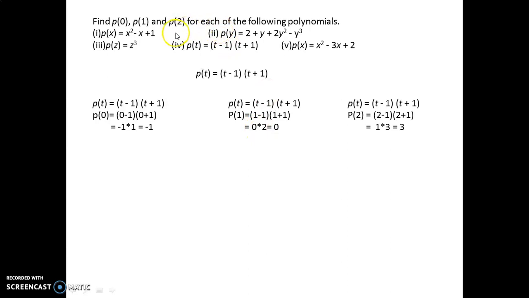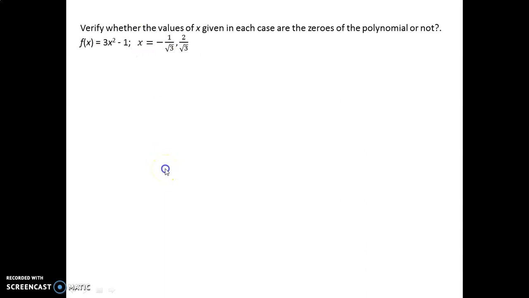Coming to the third one, p of 2, by substituting 2 in the place of t, 2 minus 1 into 2 plus 1, 1 into 3. So the p of 2 value will be 3. This is how we will find out the values of p of x for a given polynomial.